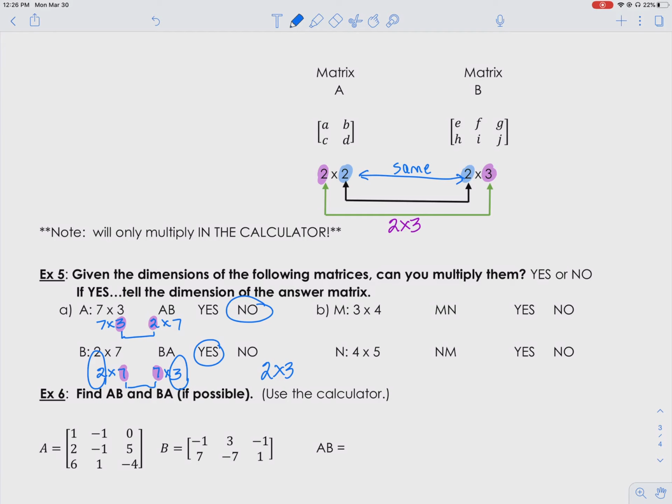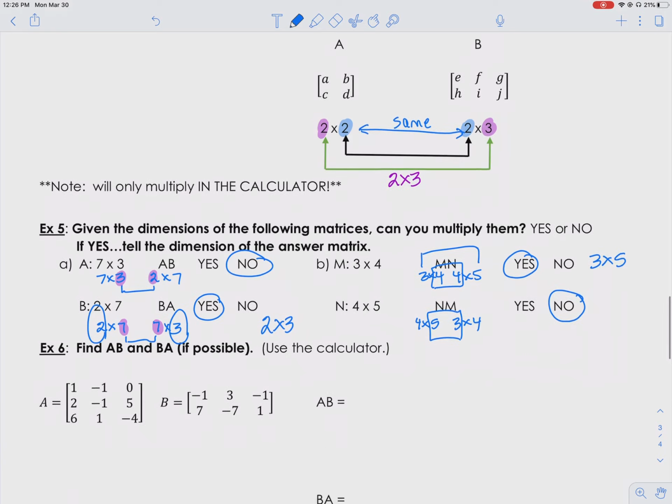Okay? Let's look at this one, M and N. So my M is 3 by 4. My N is 4 by 5. Notice these guys are the same. So yes, we can do it. And my answer is going to be a 3 by 5 matrix. Now, NM means I'm going to write my N first, 4 by 5. My M is 3 by 4. Notice these guys. Are they the same? They're not. So you can't do them.